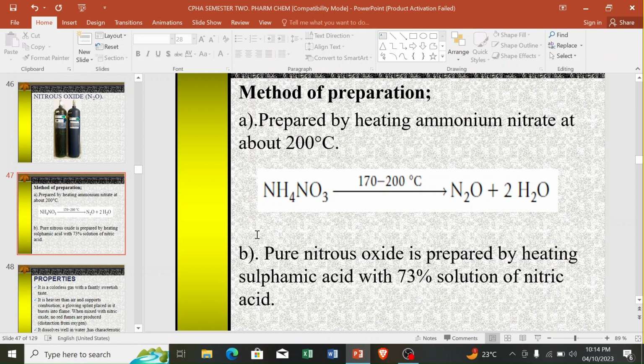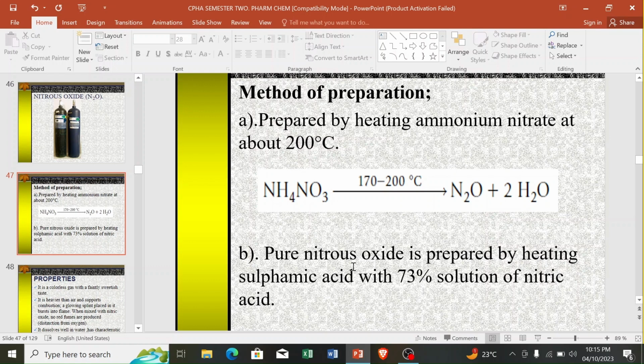The second method we have to look at, or we have to know, is preparation of pure nitrous oxide. It's prepared by heating sulfamic acid with 73% solution of nitric acid. So here we are heating the two acids, and the equation of reaction is not clearly given because there is a vigorous reaction taking place, and as well we may have a number of impurities, but nitrous oxide can be prepared in this different way.